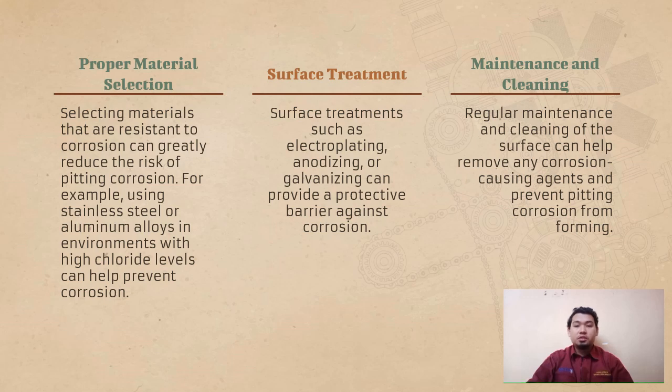For surface treatment, methods such as electroplating, anodizing, or galvanizing can provide a protective barrier against corrosion. For the third point, maintenance and cleaning. Regular maintenance and cleaning of the surface can help remove any corrosion-causing agents and prevent pitting corrosion from forming.